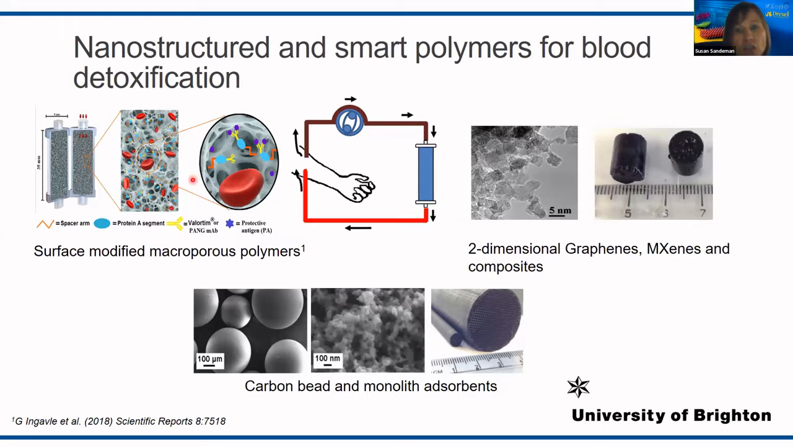And then also turning to two-dimensional materials, in particular looking at graphenes and MXenes, and also the way we can incorporate these two-dimensional materials into other composite and hybrid systems. So here you can see a photograph of cryogel, which has had MXene incorporated into it, and looking at perfusion of that system.